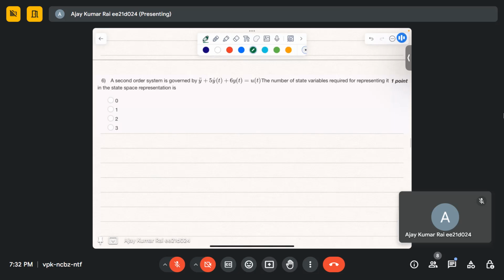Okay, again this problem: a second order system is governed by this equation. The number of state variables required for representing the state space representation is? If you see this equation, it's a second order equation, right? What we have studied is that a second order ODE can be represented as two first order ODEs by taking two state variables. You can see this is a second order equation.